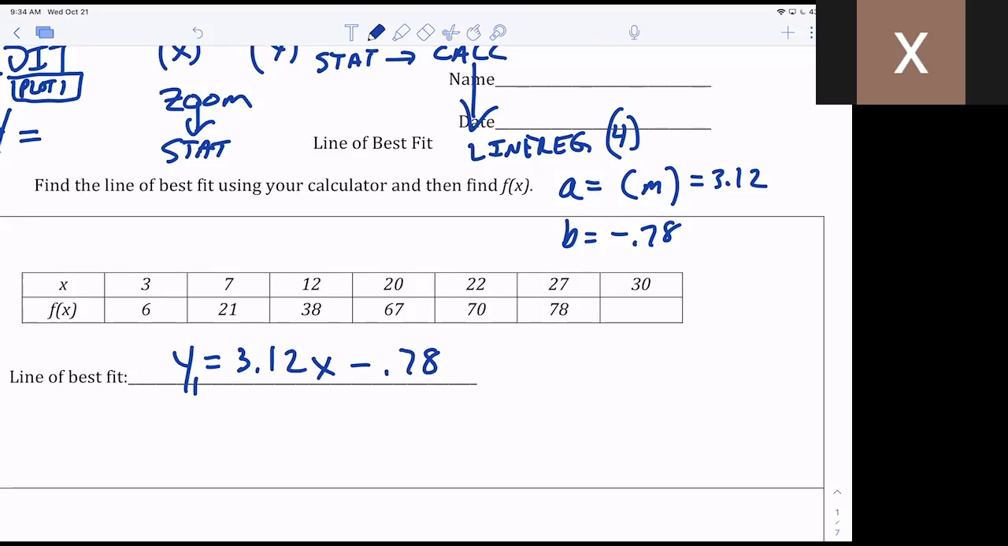Type in 3.12x minus 0.78 and then hit graph, and you should see the calculator found the absolute very best line of best fit. There's a mathematical way, believe it or not, to do that. It calculated every possible line and said this is the line of best fit. Well, is it? It's what's on your calculator.